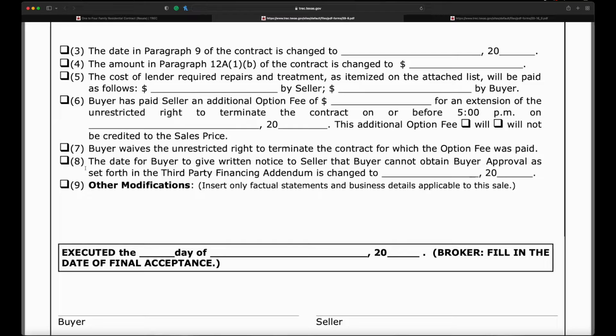Now this one, the date the buyer has to give written notice the seller cannot obtain buyer approval. This is on the third party financing. That date is usually 21 days, whatever it is. If you need more time because of a loan officer or whatever's happening, or you had to change lenders or something, and you need a little bit more time, this is where you put that date. So you'll change it here.